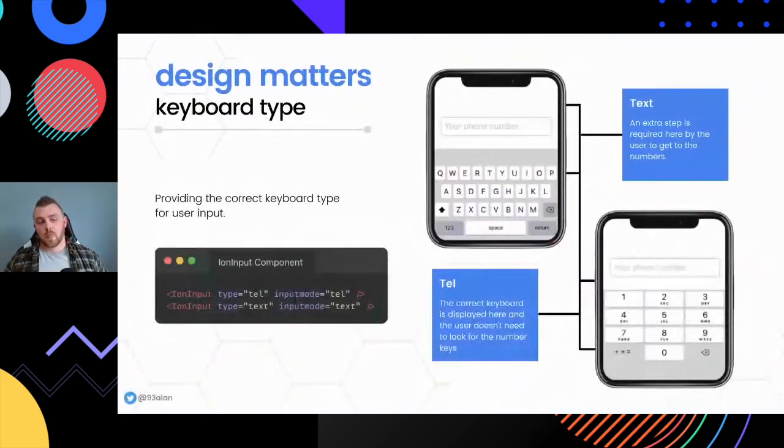Keyboard type. So this is a crucial point, especially in mobile apps. Providing the correct keyboard will really help eliminate extra steps that the user needs to take. Look at this example on the screen. On the top left example, I have a keyboard type of text, but you'll notice that on both examples, the input that the user is expected to put in is their phone number based on the placeholder text.